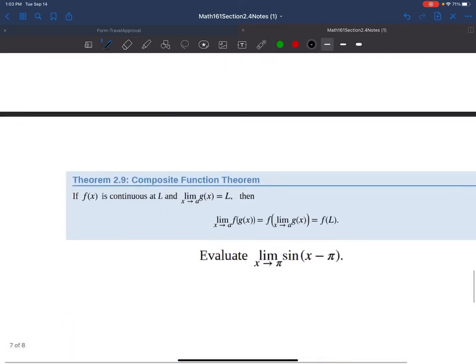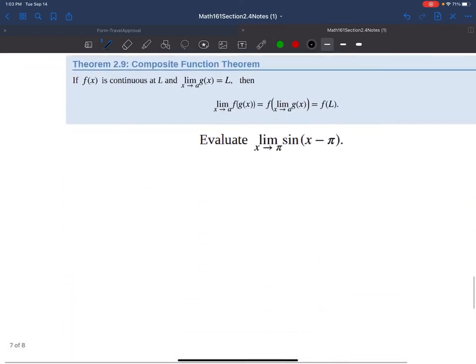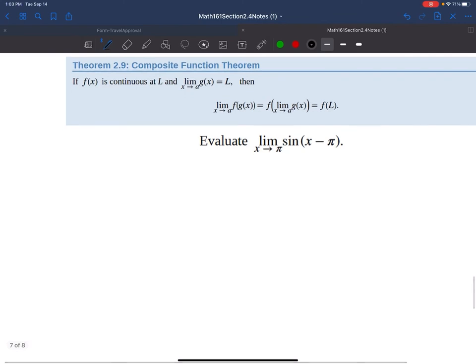All right. Now, composite functions, this is a theorem. We're not going to prove it, but it basically says that if f is continuous at L, and the limit as x approaches a of g of x equals L, then the limit as x approaches a of f of g of x is equal to f of the limit as x approaches a of g of x, which is equal to f of L.